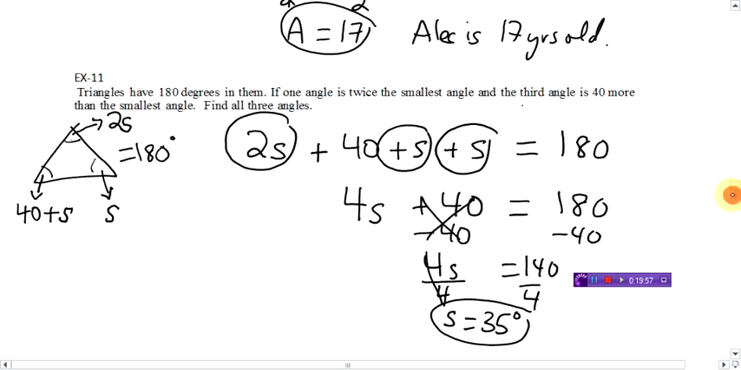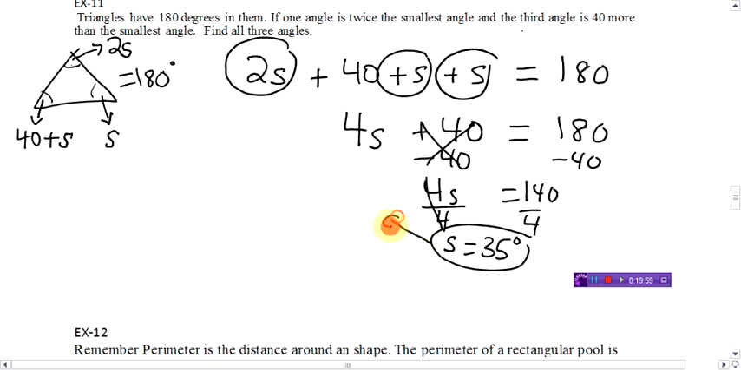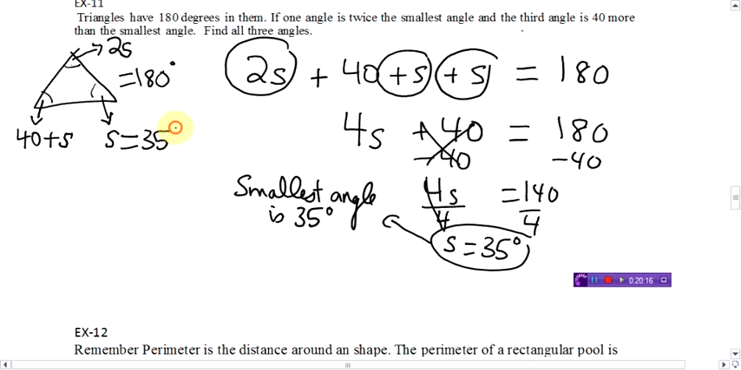So, what have we figured out? Well, this tells us that the smallest angle, because S was the smallest angle, is 35 degrees. The question says, find all three angles. So this one we know for sure is 35 degrees.